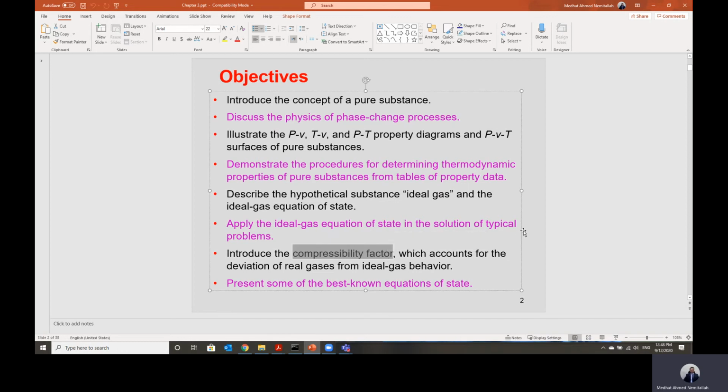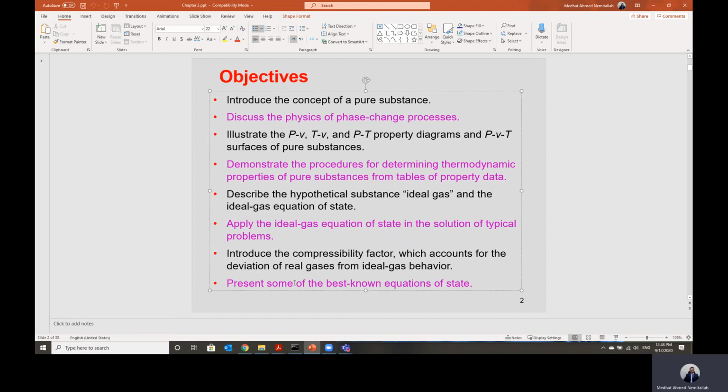We will modify this ideal gas equation, and instead of PV equal to mRT, it will be PV equal to the compressibility factor, we call it Z, multiplied by m, multiplied by R, multiplied by T. Then in this case, inshallah, we'll look at this compressibility factor and how we can calculate it so that we can apply this equation of state. It can be applied at any condition of the gas, for the real gas as well.